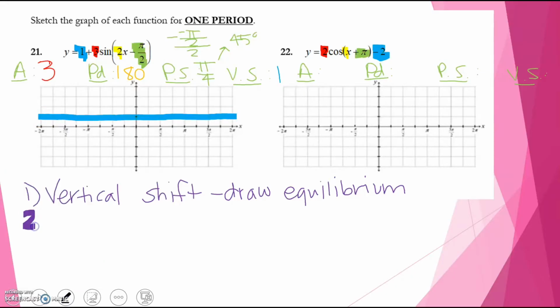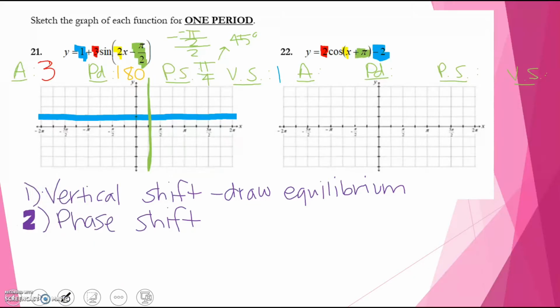So then the second step is you want to do the phase shift. So the phase shift is 45 degrees, or pi over 4. Since it's a positive, it's going to be shifted to the right. So pi over 4 will be right in between the 0 and the pi over 2. So right here. That's our phase shift.